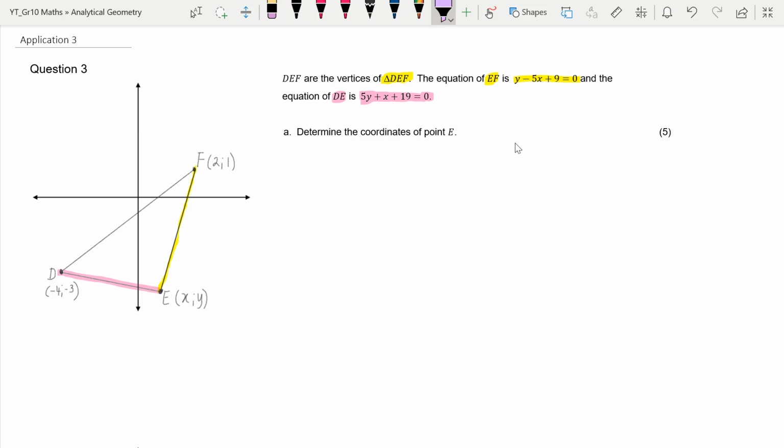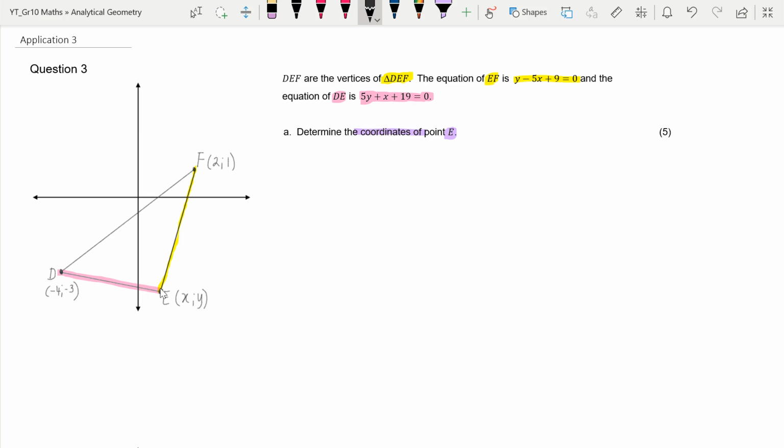For the first question, it says, determine the coordinates of E. Okay, so of course, they want coordinate E. The fact that there are two missing things in coordinate E, both the x and the y, is quite tricky. We were not given the length of lines. We were not given midpoints. We need to work with what we've got, grade 10s.